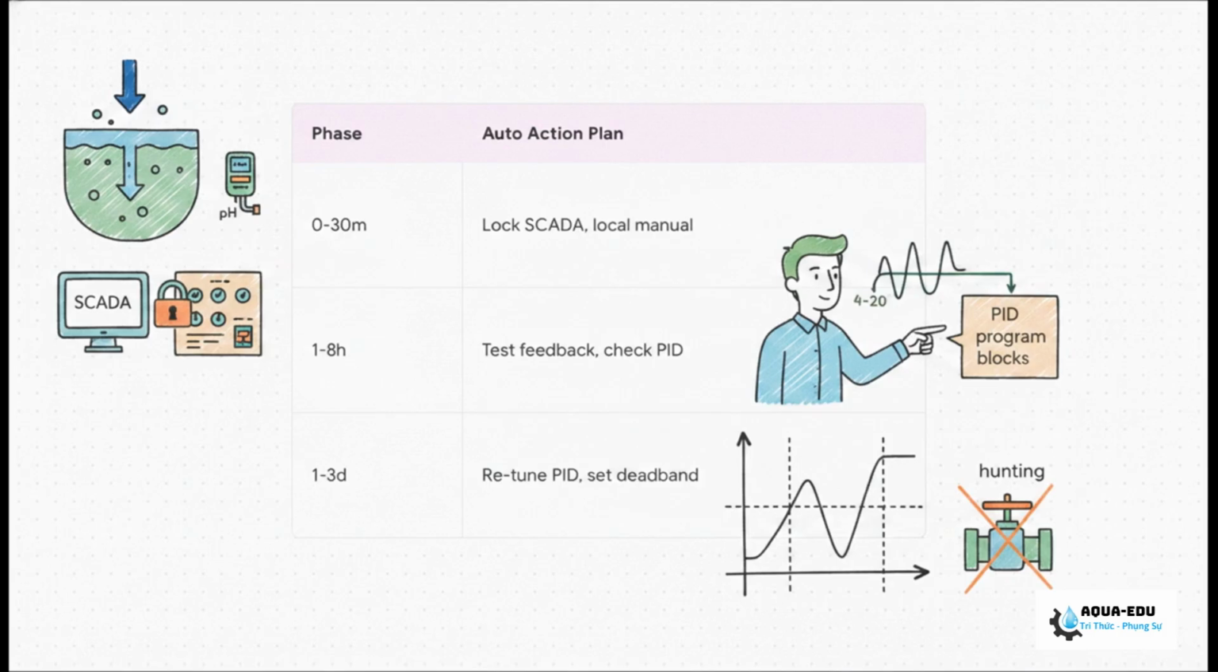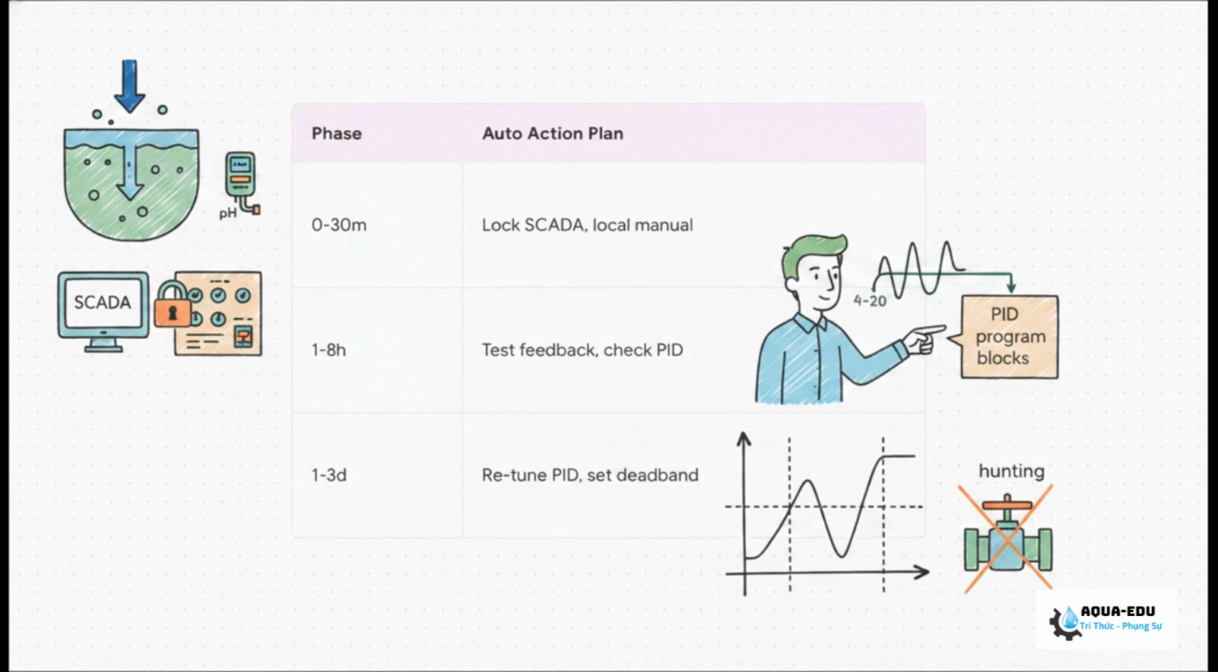Moving on to Action Plan C. Let's see how we handle things if the brain of the system, the software, or PID control, is acting up. Your first 30 minutes require you to lock that SCADA set point to stop any unwanted interference and switch control completely over to the local manual panel out at the basin.